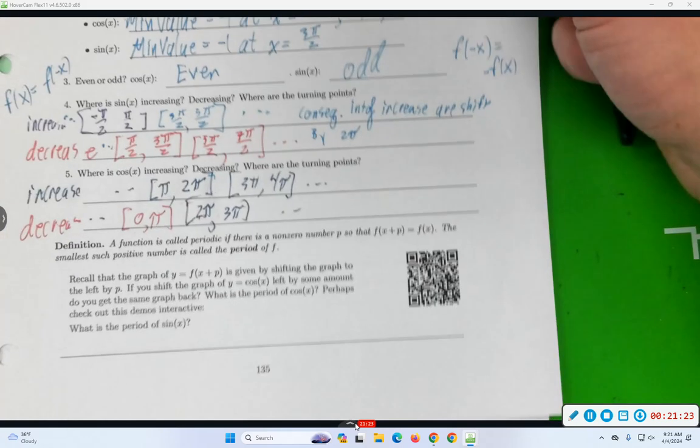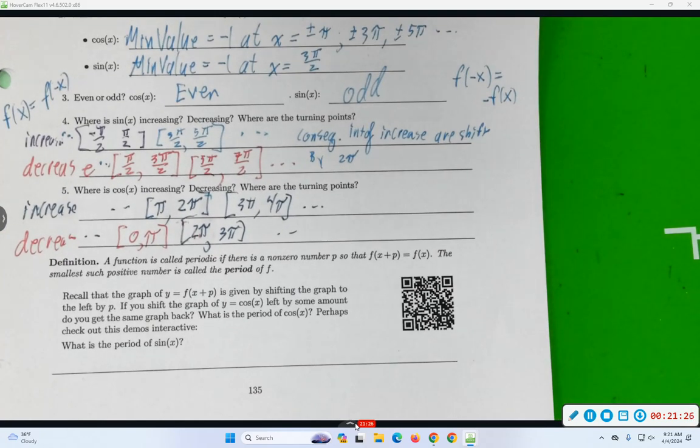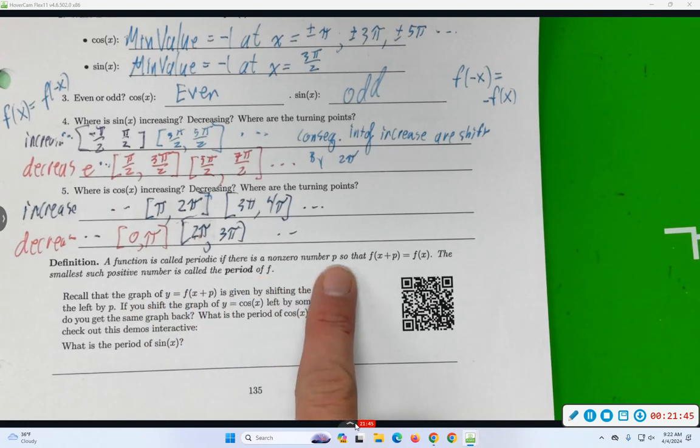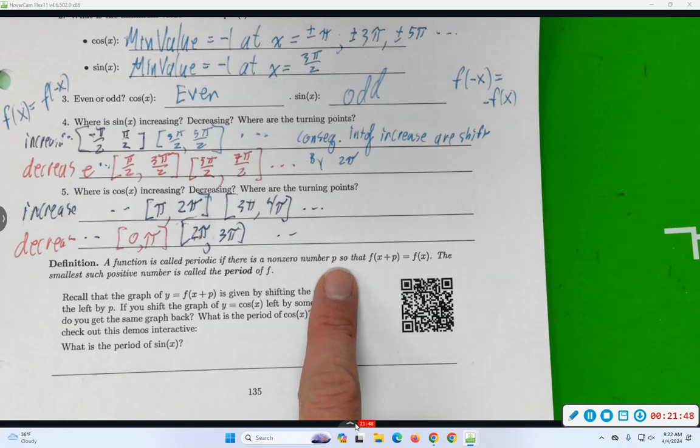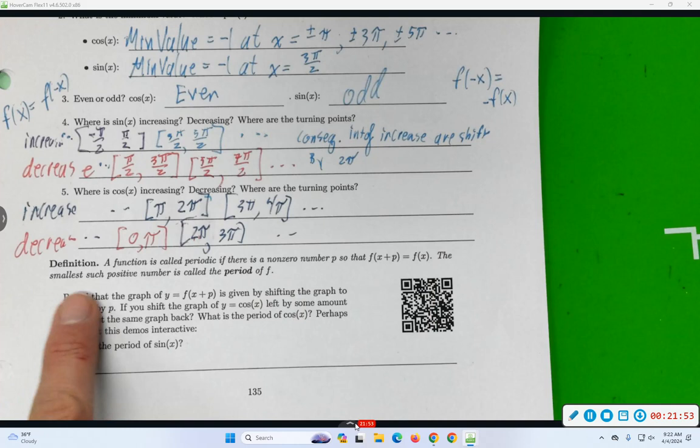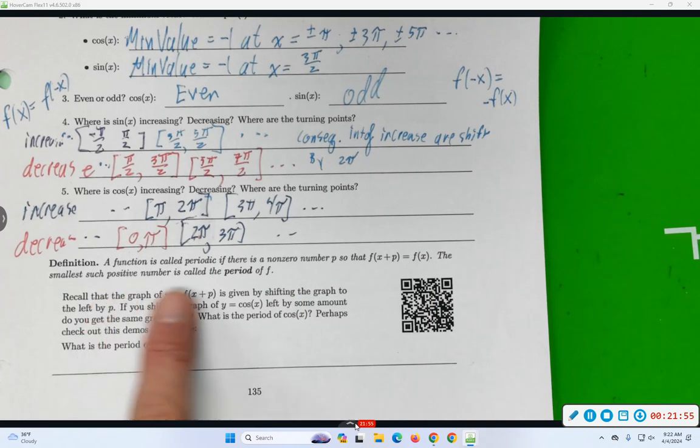So, think about that observation you just made. There's some repetition of what happens in terms of intervals of increase and decrease. It looks like it repeats every 2 pi. That sort of behavior is called periodicity. So here's a definition of what it means to be periodic. A function is called periodic if there's a non-zero number, p, in fact, you may as well make it positive, so that f of x plus p is the same as f of x. The smallest positive number p that satisfies that is called the period of this function.